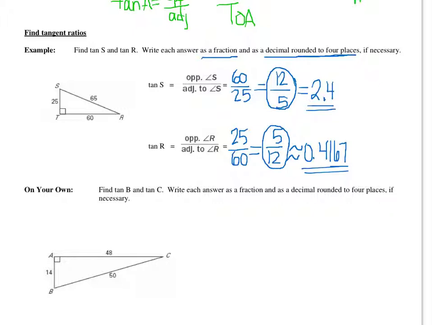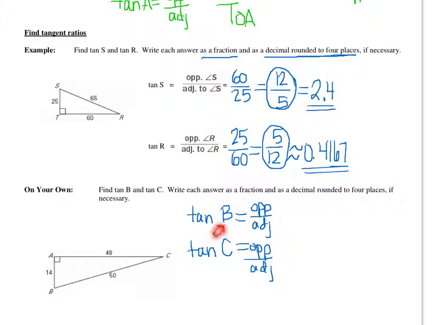This next one on your own, I highly suggest you pause it and try it on your own. It says find the tangent of B, so we're going to do the tangent of angle B, and we're also going to do the tangent of C. Write each answer as a fraction and as a decimal rounded to 4 places if necessary. So tangent every single time is opposite over adjacent. So for both of these, we're going to do the opposite over the adjacent. And the opposite and adjacent depend on what angle you're looking at.